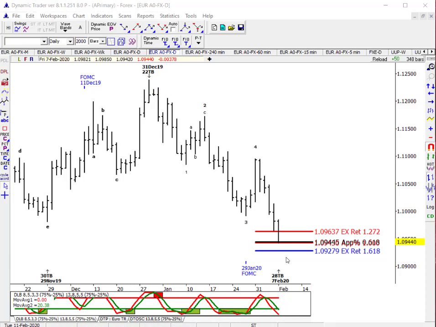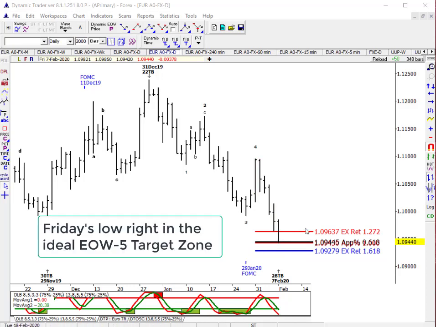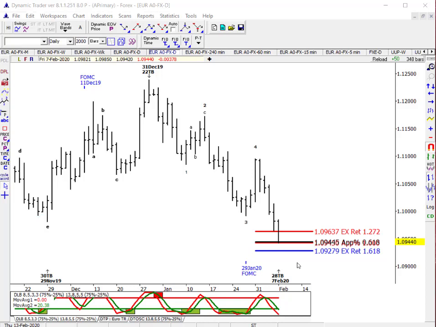We're also in the high probability end of wave 5 target zone, and I've got tutorials on that for subscribers. When we do have a clearly defined 1, 2, 3, 4, and 5, and we made a new extreme, we can calculate a relatively narrow range with a very high probability of completing a 5-wave decline. So more than likely next week we're going to complete wave 5, a weekly low, and then we're going to be sideways to up for at least 3 to 4 weeks.